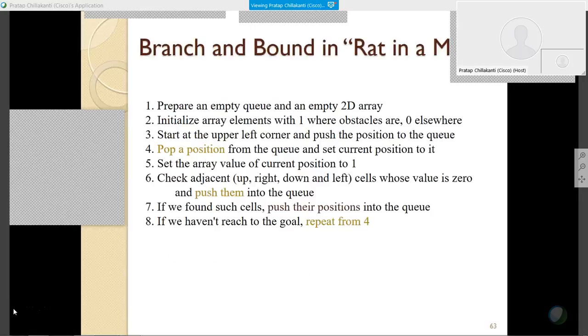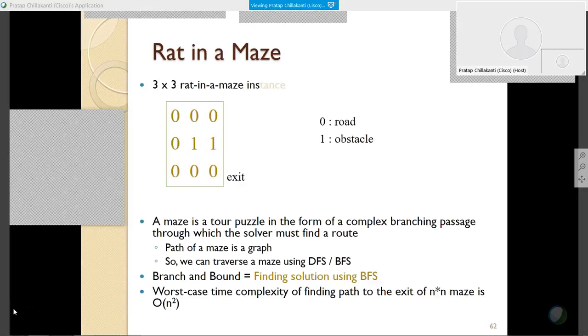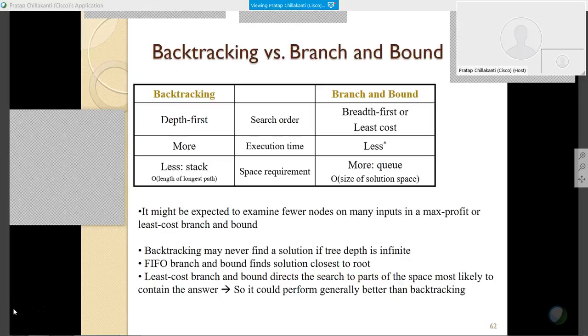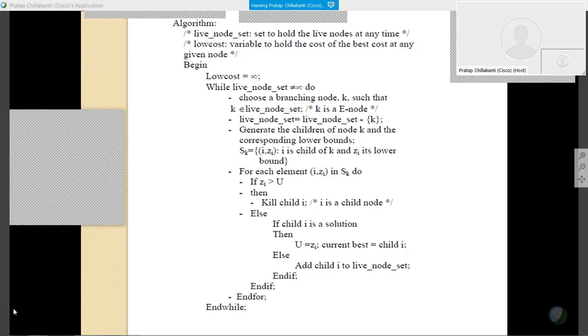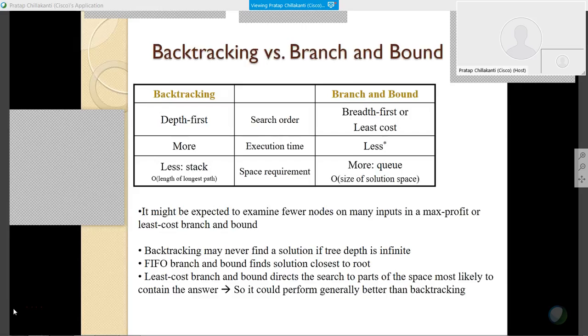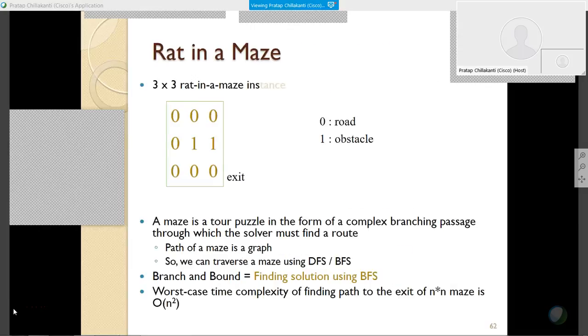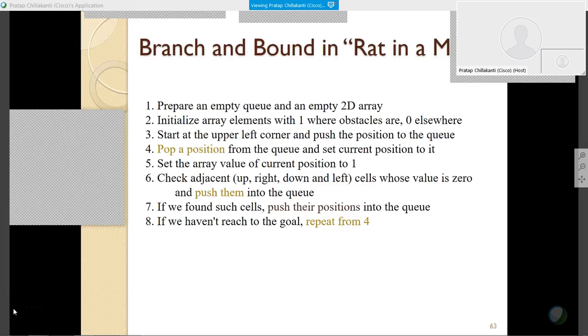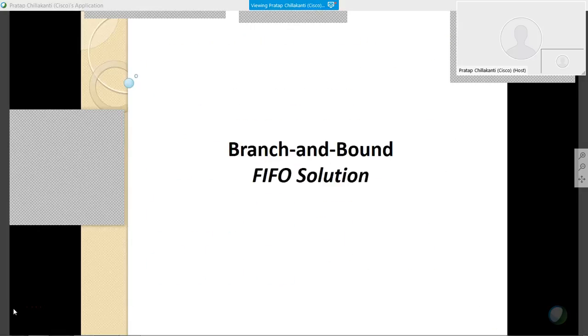Where did I put the algorithm here? Before that in the maze. See this one? The algorithm talks about a live node set. So a set is nothing but a queue, right? And we have seen how to write a queue, in the beginning of the class. Actually, we learn about that in the second year, second semester course too.